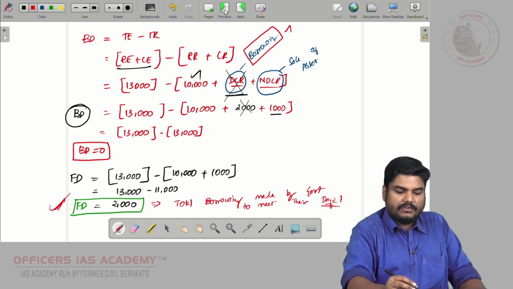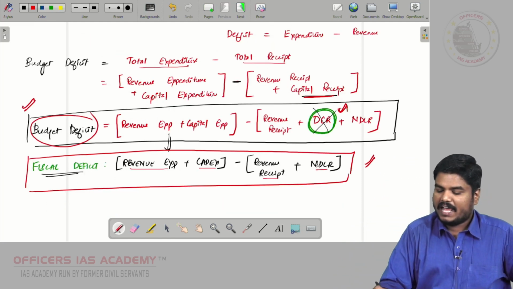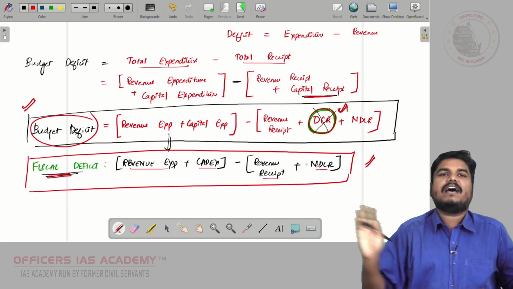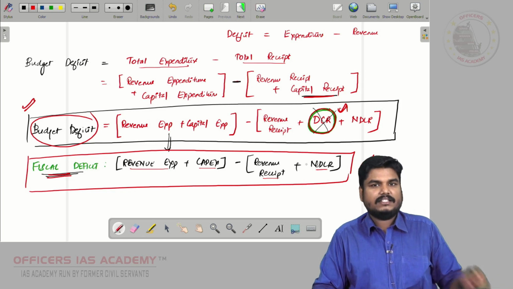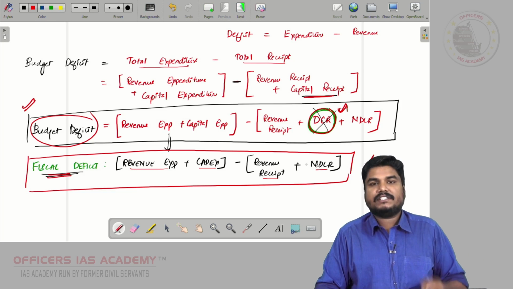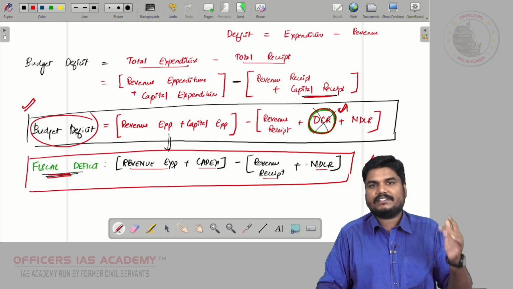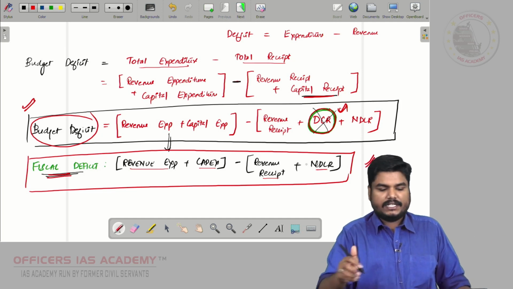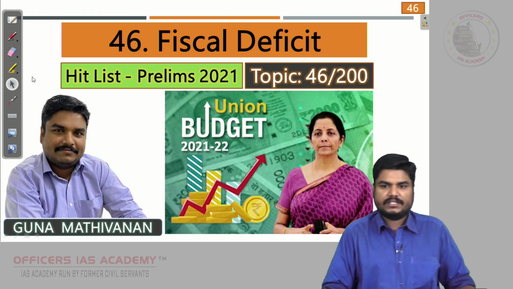Right? So, if you go by the formula, the budget deficit will have this debt part, in fiscal deficit you will not have the debt part, that is the difference. The budget deficit you will have the debt part, in fiscal deficit you will not have the debt part. So, this is what fiscal deficit is all about. Right? A very easy expression, but many students get confused.